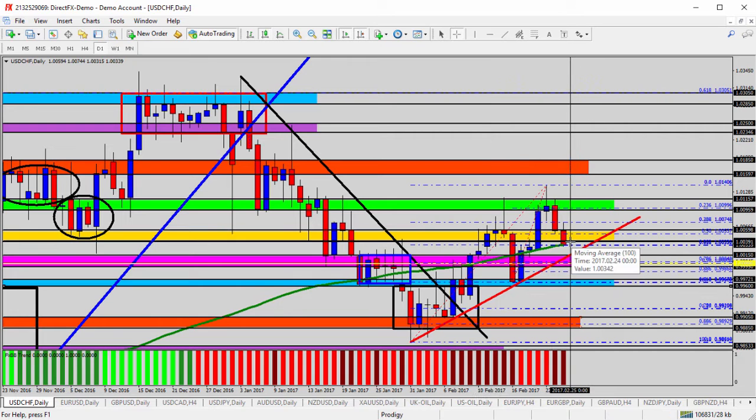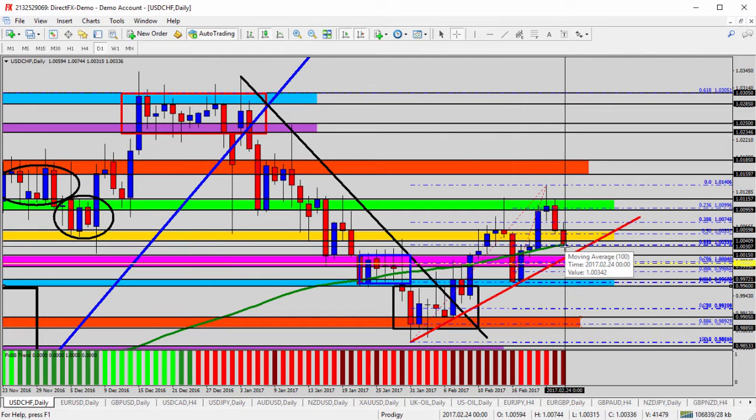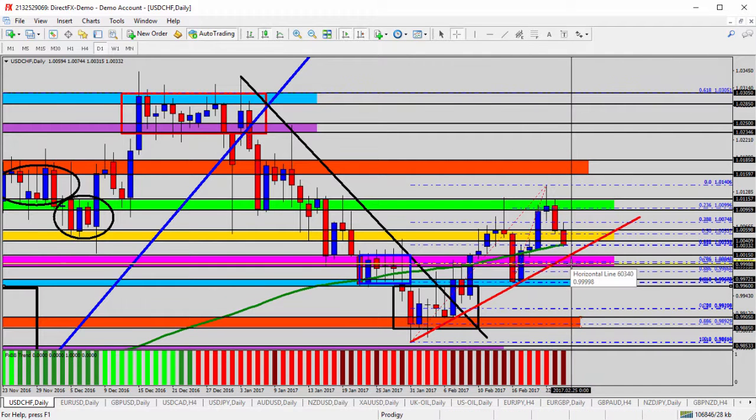Now if you are looking to go short, I think it's a difficult place to do it. Number one, above the red trend line. Number two, above the 100 period simple moving average. Number three, we're above that parity level. The yellow line in the middle of the pink zone is the 1.0 level.